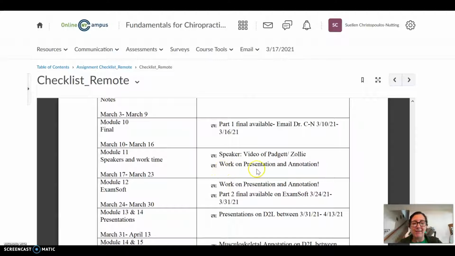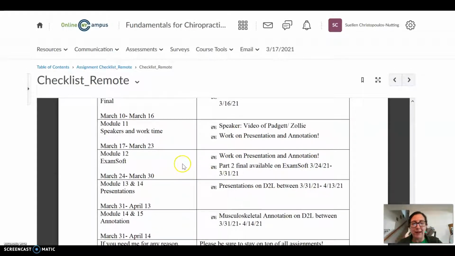I also ask that you start to work on your presentation and your annotation. Module 12, which is next week, I ask you to still work on your presentation and annotation, because although these things aren't actually due until the 31st of March, this is going to come up very quickly. Also, part 2 of your final will be available on ExamSoft starting March 24th, and you will get an email from me with that password. You can't access it now, but you'll be able to access it on March 24th.